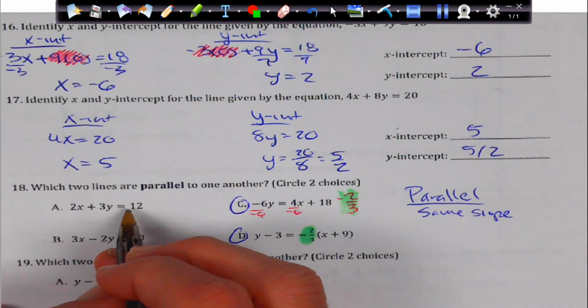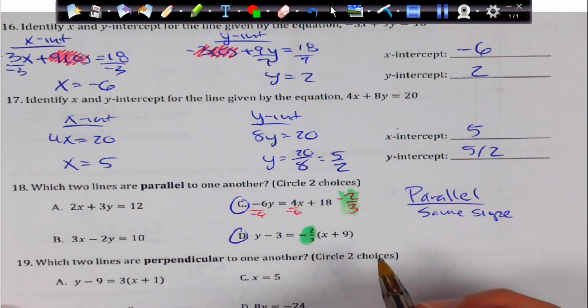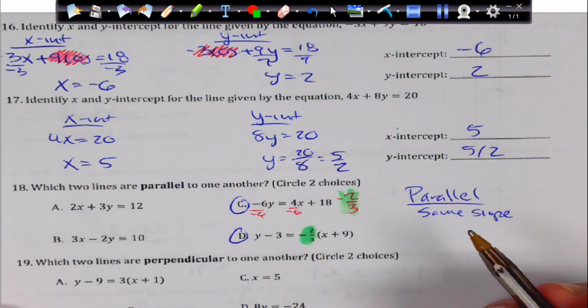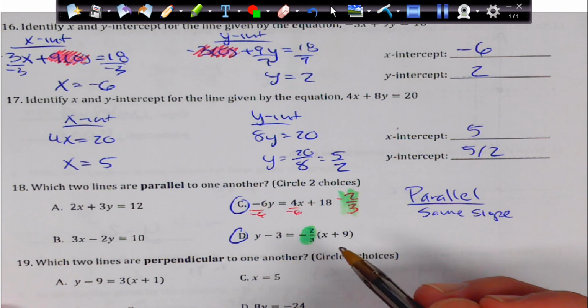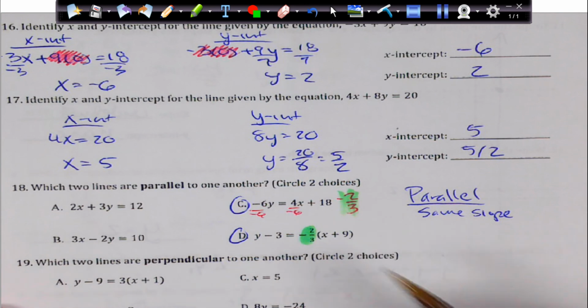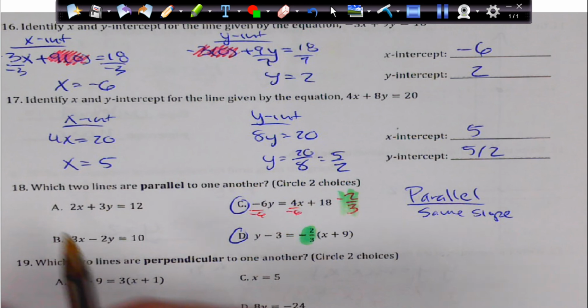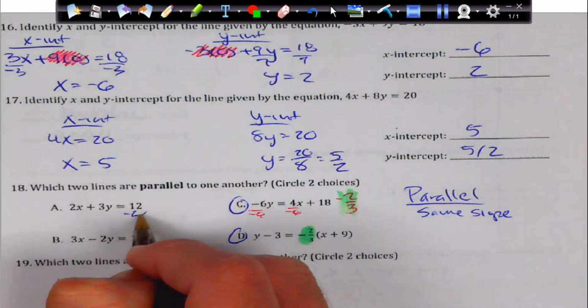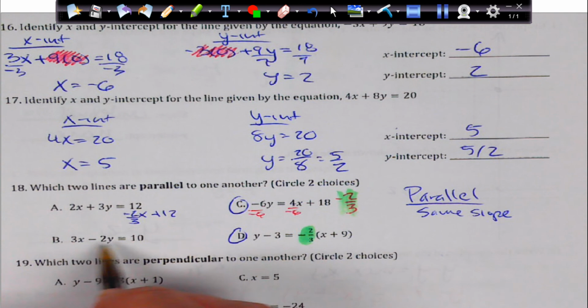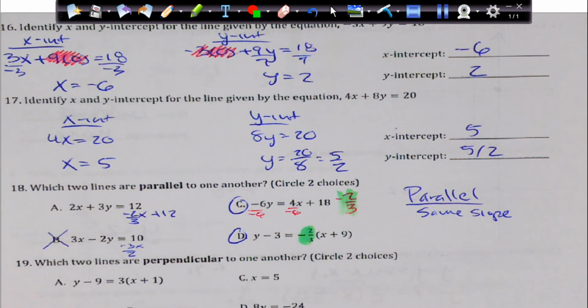If I subtracted the 2, let's see if I did that right. Circle 2 choices. Well, I think those ones are parallel right there, and then I think these might be parallel over here too. We get negative 2x plus 12, and then divide by 3. This would be negative 3x divided by 2, so this one's not parallel.